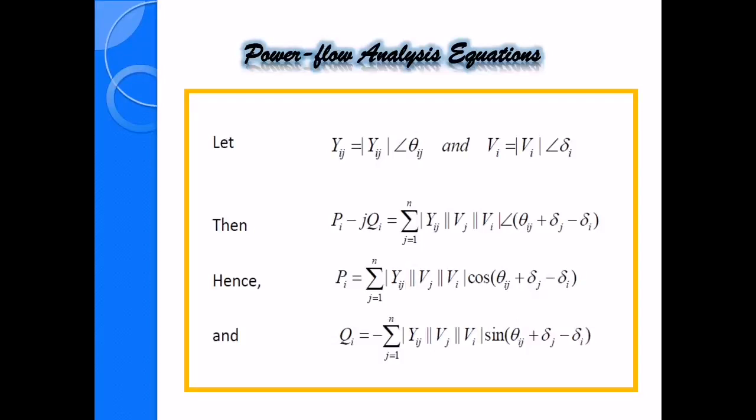So Pi is sigma of Yij, Vj, Vi times cosine of this angle, which results in real power. And if you take sine of the same angle with a negative sign, because it is minus jQi, Qi is minus sigma Yij, Vj, Vi sine of theta ij plus delta j minus delta i. So Pi is the real power injected into the ith bus, likewise Qi is the reactive power injected into the ith bus.